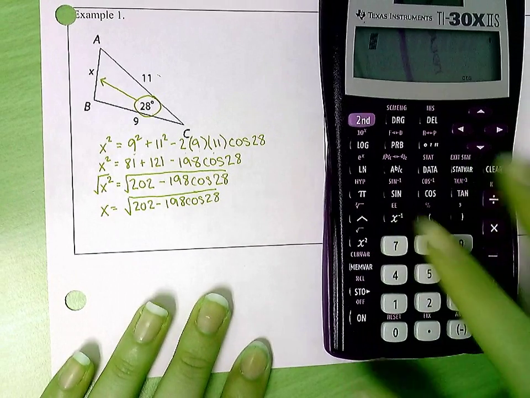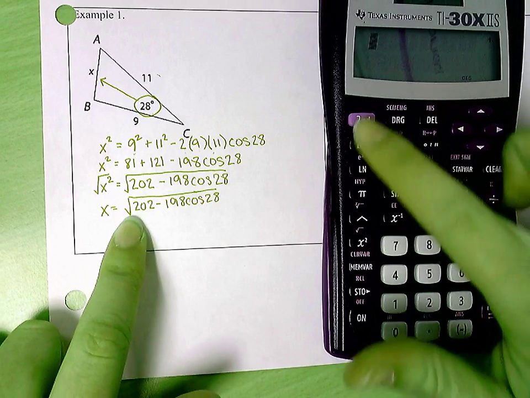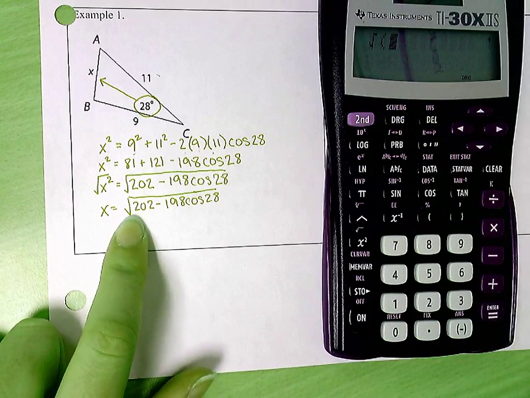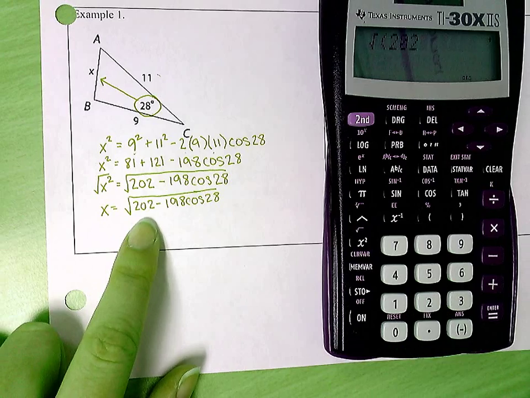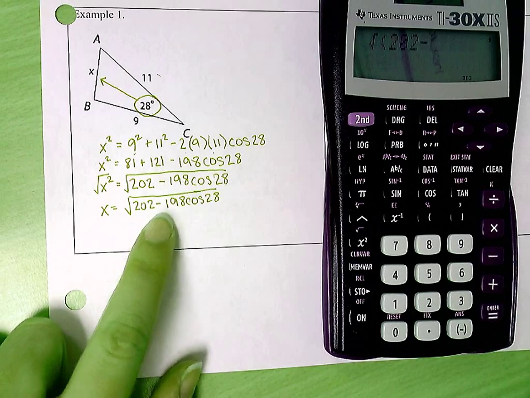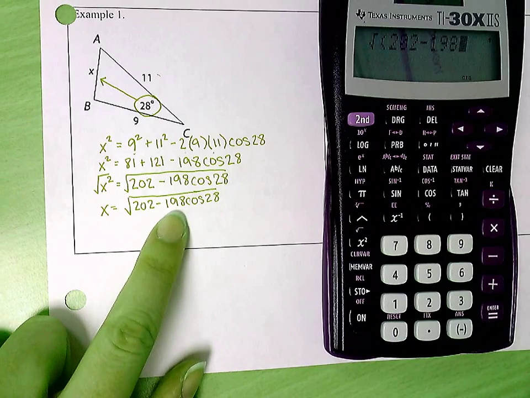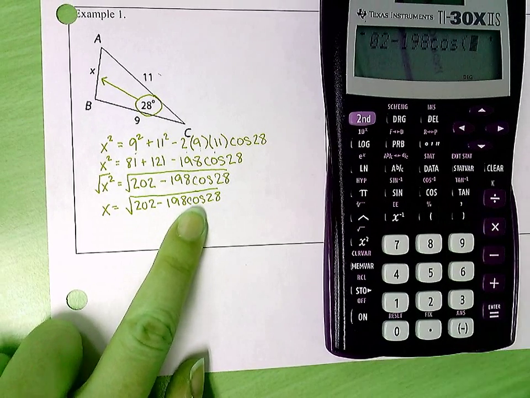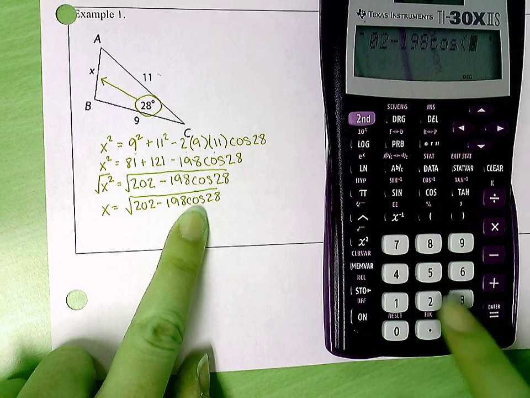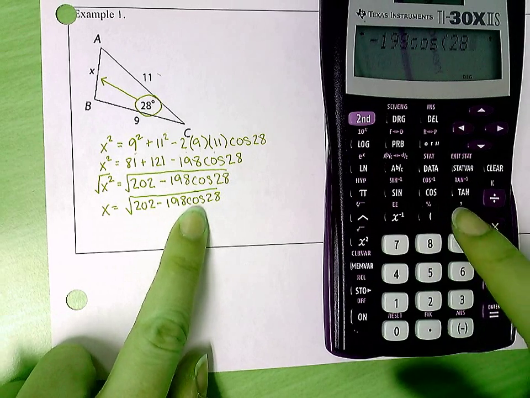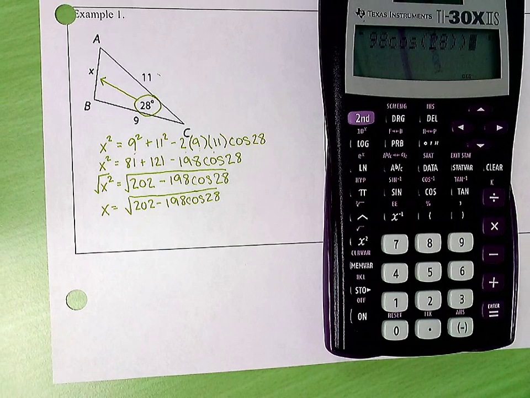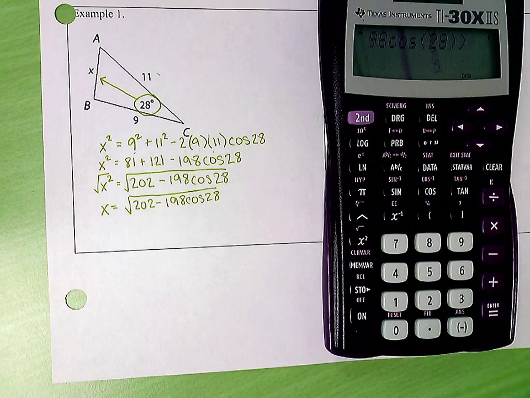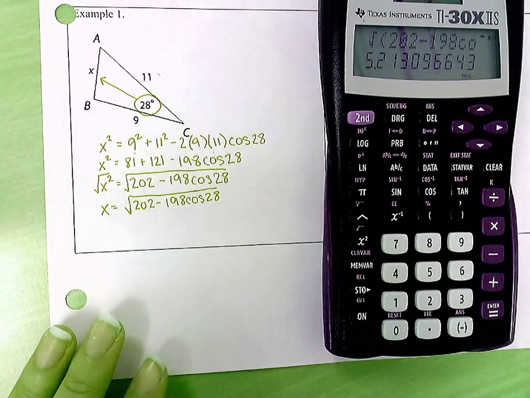All right, so on this one, I can press second and then my square root button. I'll type in 202 minus 198. I can press cosine right away since it'll multiply it together then. And then 28. I'll end my parenthesis there, and then I'm going to end my parenthesis for the entire square root. Okay, then I can press equal, and you should get x is about 5.2.